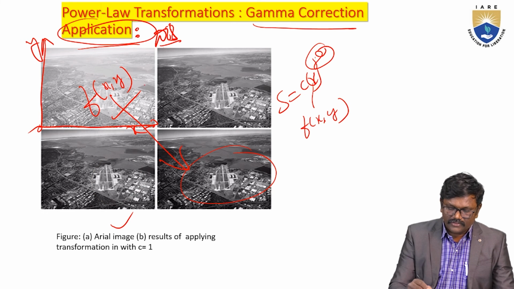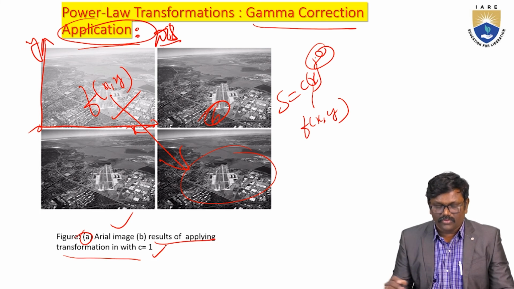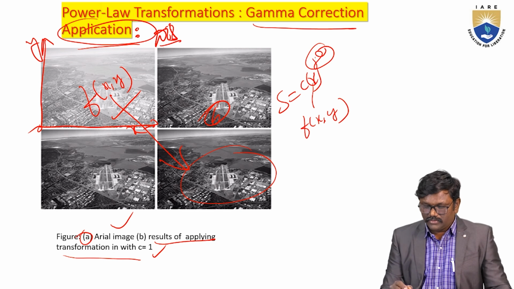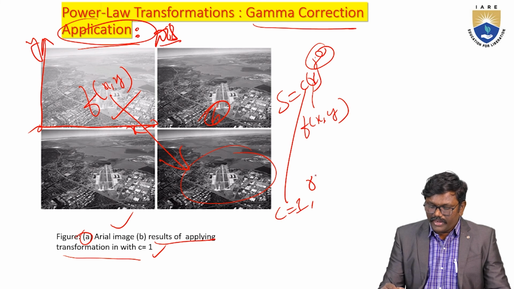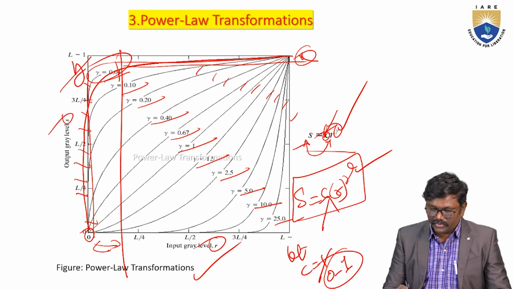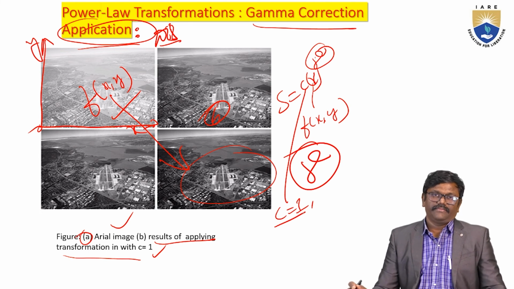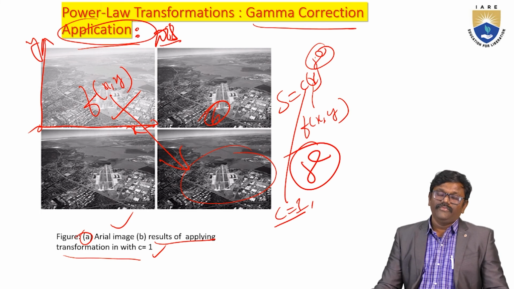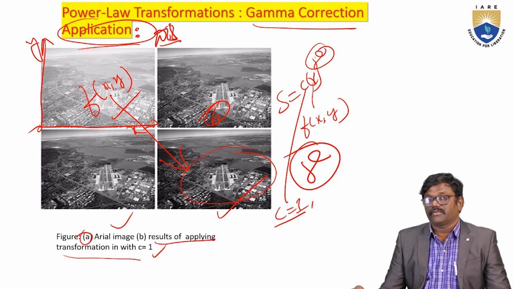Here the aerial image is A. B is the result of applying the transformation with c equal to 1. That's what I said, this c will become 1, and gamma is going to vary between 0 to 1 or 0 to whatever your required value. We have gone through that previously. The values of gamma vary, but c will be fixed. Depending upon the gamma corrections, we'll get your required images. That is the important concept which we want to understand from here.